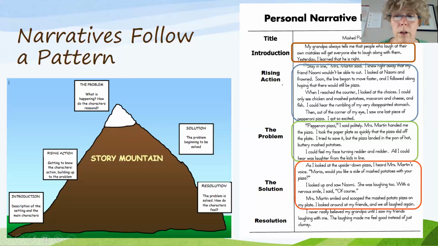But then there's a solution. She's thinking about what her grandpa said. And the lunch lady seemed like a really nice lunch lady. She said, well, do you want some mashed potatoes with your pizza? And so she smiled and she played along with it, and she said, well, of course. And then all of her friends kind of started laughing too.